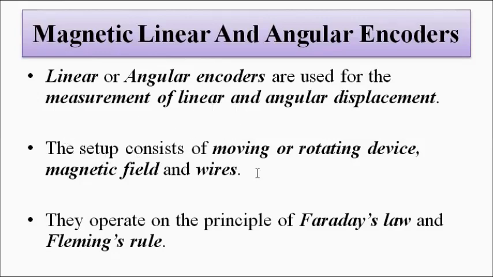So the setup here consists of a moving or rotating platform with metallic conductors connected to it, a magnetic field which can be produced by a permanent magnet or an electromagnet, and connecting wires for allowing the current to flow through them. So they are based on Faraday's law, Maxwell's law, and Fleming's rule.